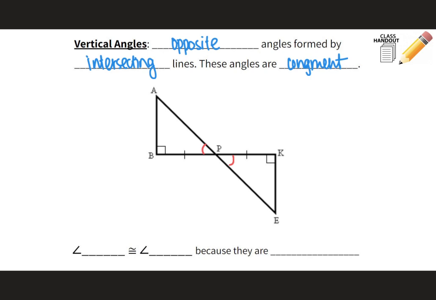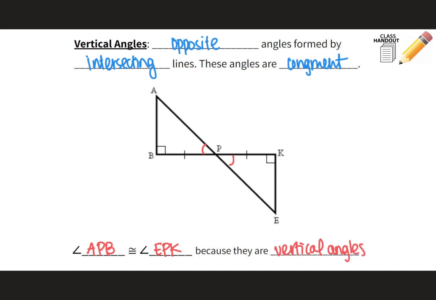So because of that, we can write a congruent statement. So let's name the angle that's congruent. The angle on the left, I'm going to call APB. And we have to be careful about the order of the letters. So we went from A, P, B. So I went down the blank side to the one tick side. So I'm going to do the same thing here, down the blank side to the one tick side. So that's going to be E, P, K. And the reason they are congruent is because they are vertical angles.